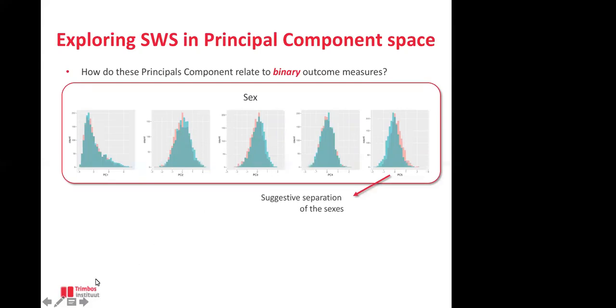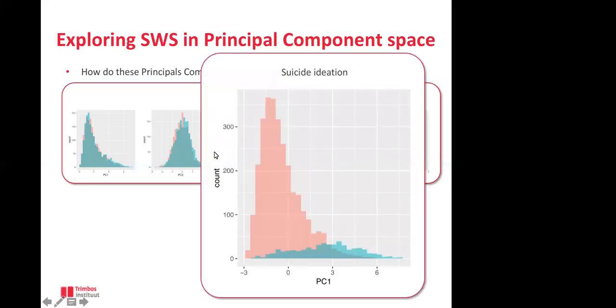Now, the main focus of the study was on suicide ideation. So instead of just looking at sex or other demographic variables, it's of course interesting to look at suicide ideation. And here we see that there's a fairly strong differential distribution of suicidal ideation at the first principal component, meaning that this general well-being seems to be associated with suicide ideation, which is what you would expect.